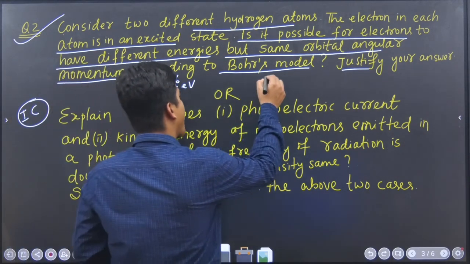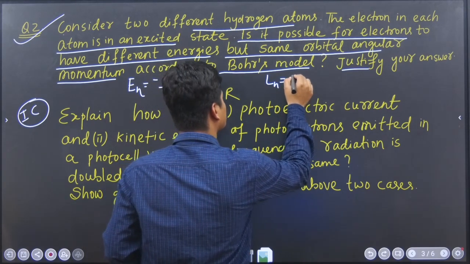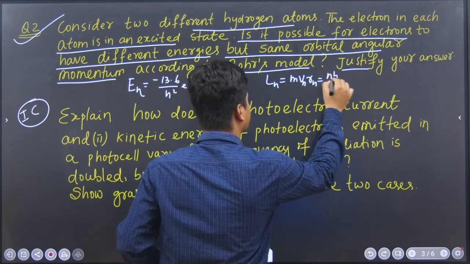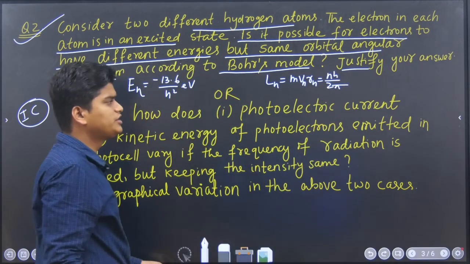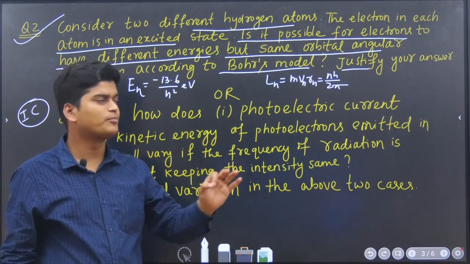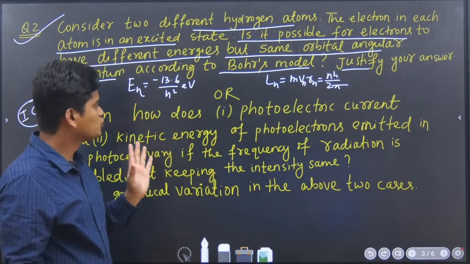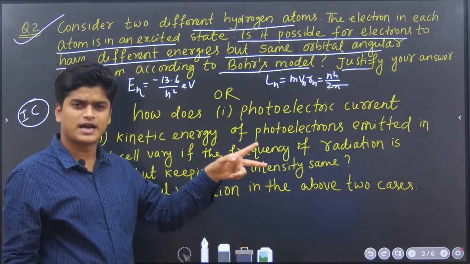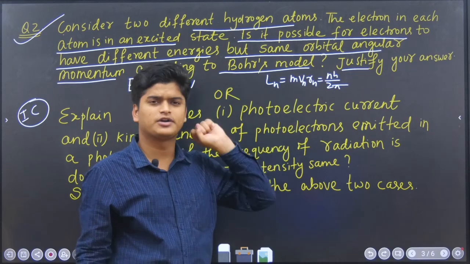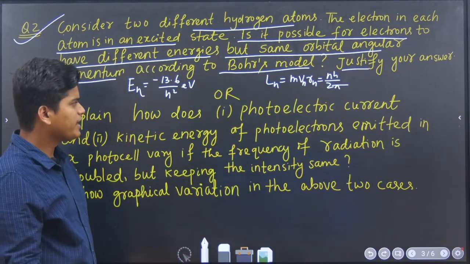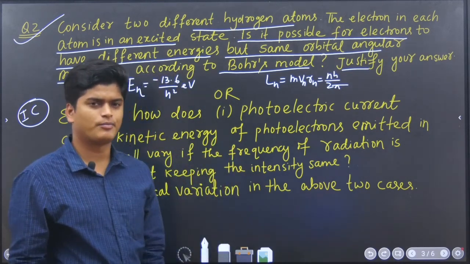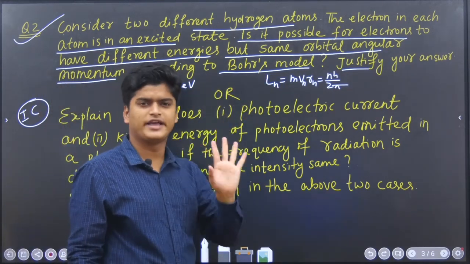And similarly, angular momentum in the nth orbit is m v_n r_n equal to nh by 2 pi. Here n is some 1, 2, 3 like that, called the number of shells or number of orbits. If you take n values 1, 2, 3, different values of E will come, and different values of L will also come. So that is why electrons of different energy cannot have the same angular momentum. These two lines should be there.